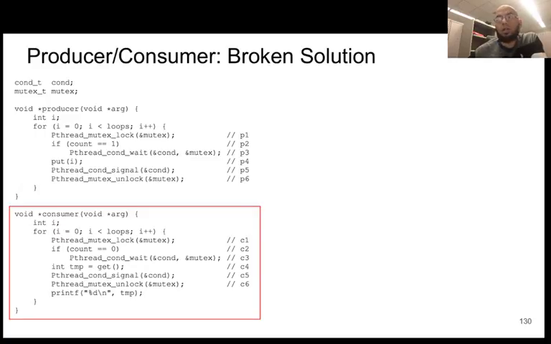Okay, this is a broken solution, by the way. We're just going through it, but it's a broken solution, as the title says, and we'll see why. And then you wait for the condition, and once the condition occurs, count is equal to 1. Now count becomes 1 because the producer has produced some data. You can get the data, you can then signal that you have emptied the buffer, and you unlock your lock, and then you do whatever you want to do with that data.